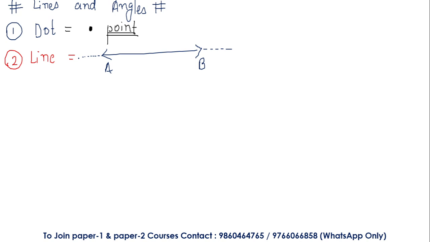This is the line. It means we have two arrows here, and these two arrows indicate that there is an endless extension. This is the endless extension for B, and this is the endless extension for A.